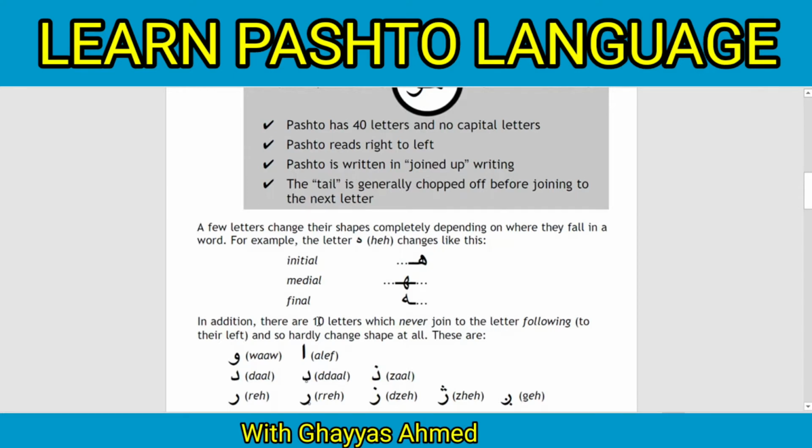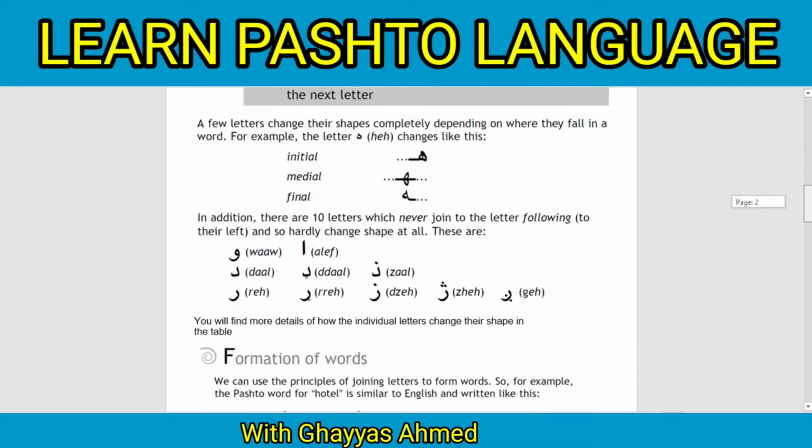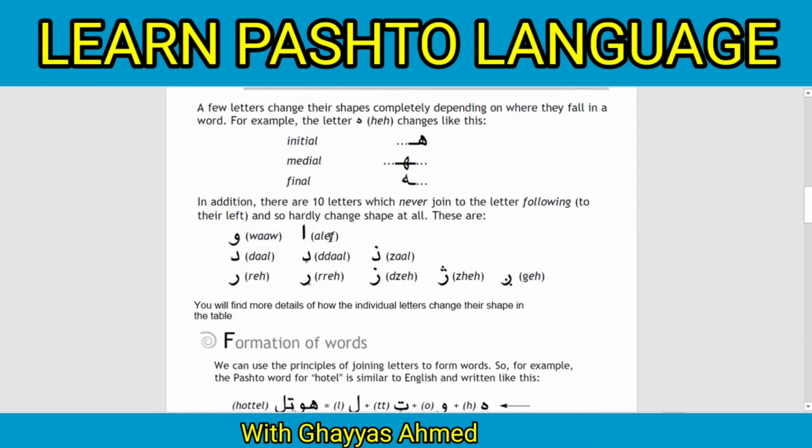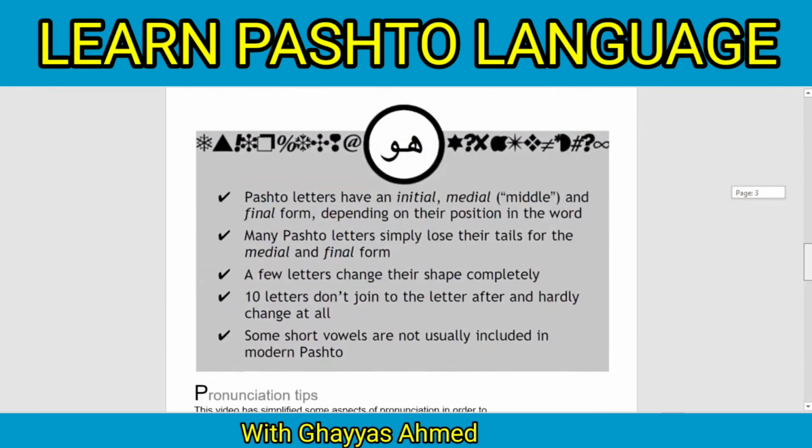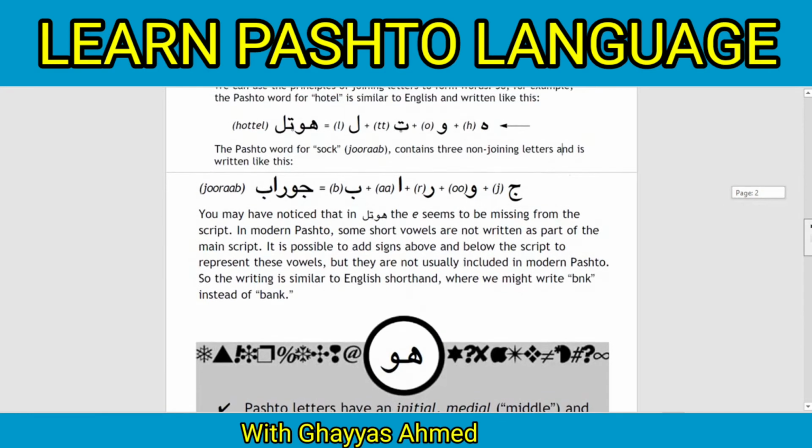In addition, there are 10 letters which never join to the letter following to their left and so hardly change shape at all. These are Vav, Alif, Dal, Dal, Zal, Re, Re, Ze, Zhe, Ge. You will find more details of how the individual letters change their shape in the table. The table is here at the end, but first I have to follow the chronological order.